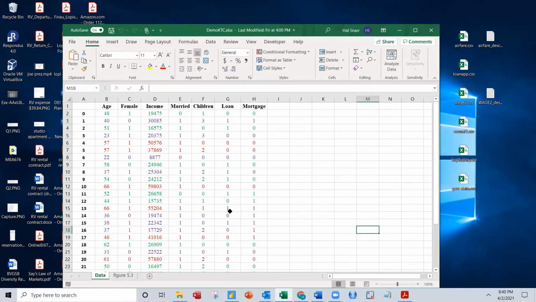So here's the original data set. Don't worry about the colors. I put this in here for the Python, right? But yeah, this is our data set.